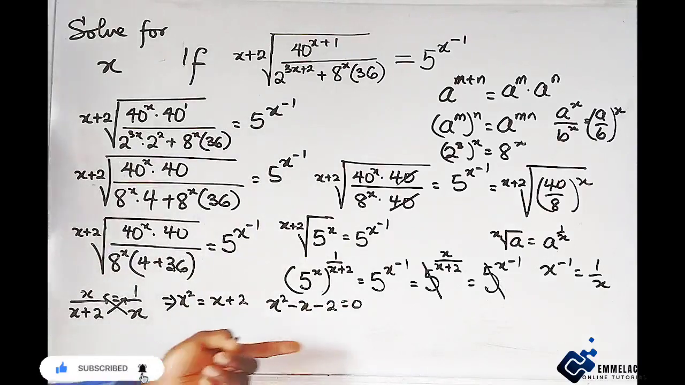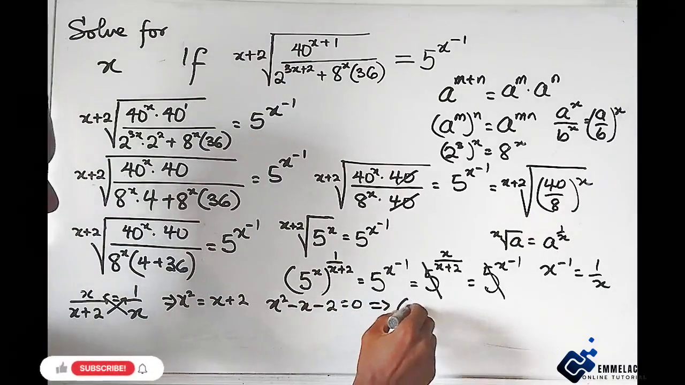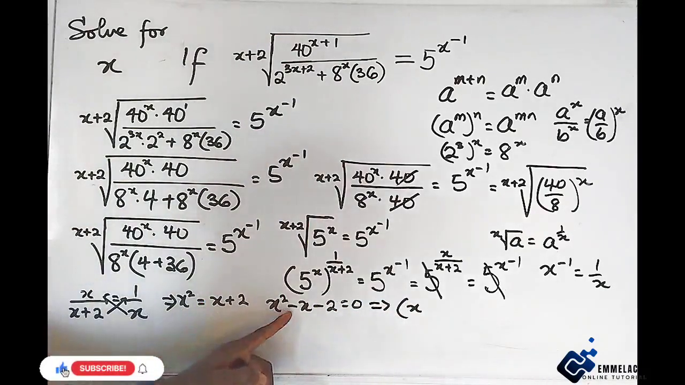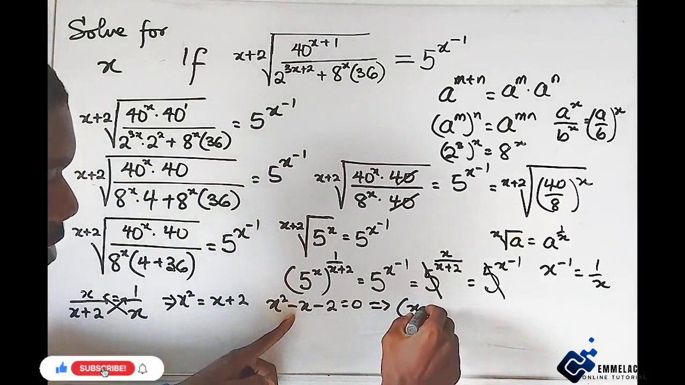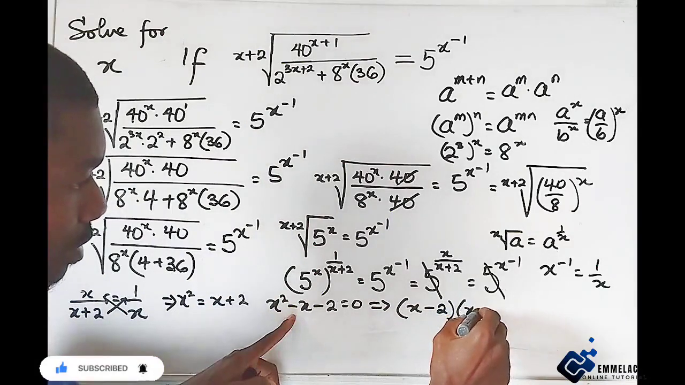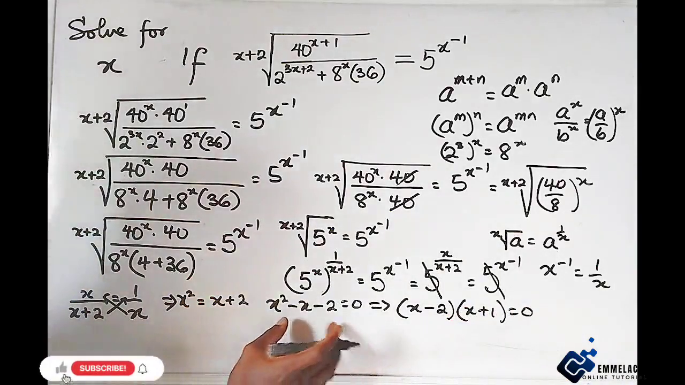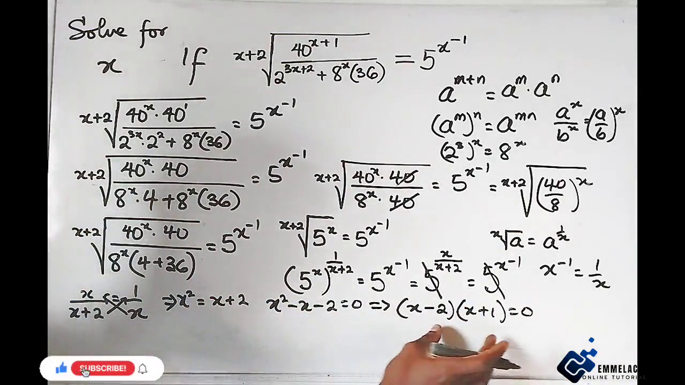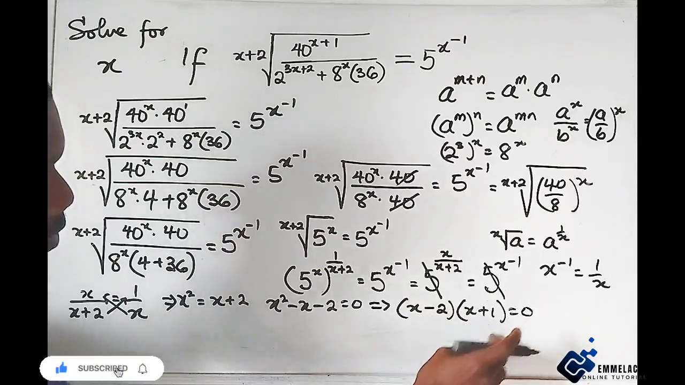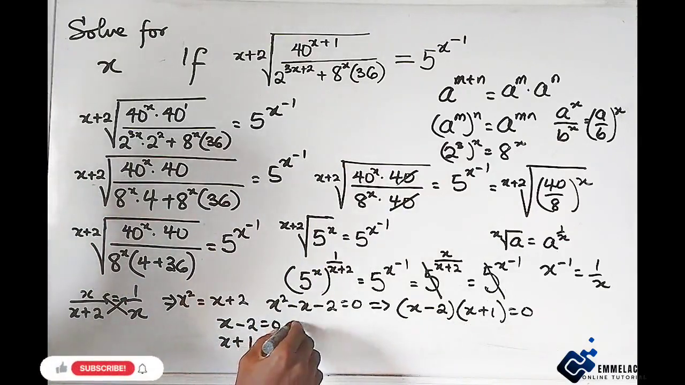Now for us to factorize, when we factorize x squared minus x minus 2, it gives us x minus 2 into x plus 1 equals 0. So here we have x minus 2 equals 0 and x plus 1 equals 0. So x here will give us 2, or x here will give us -1.